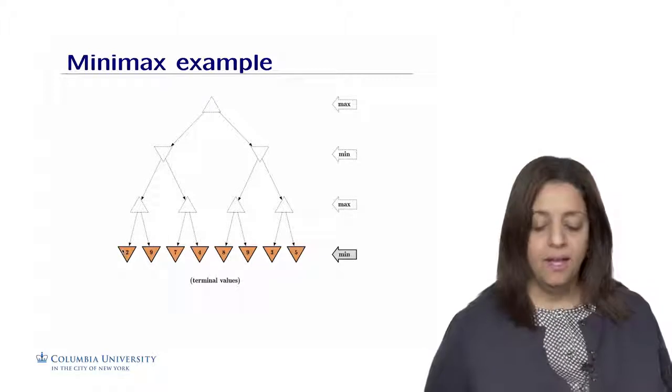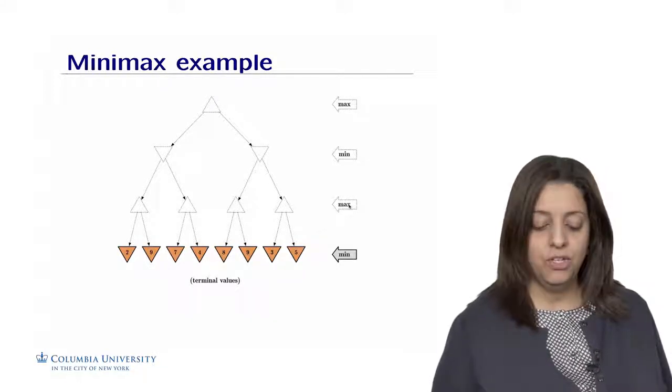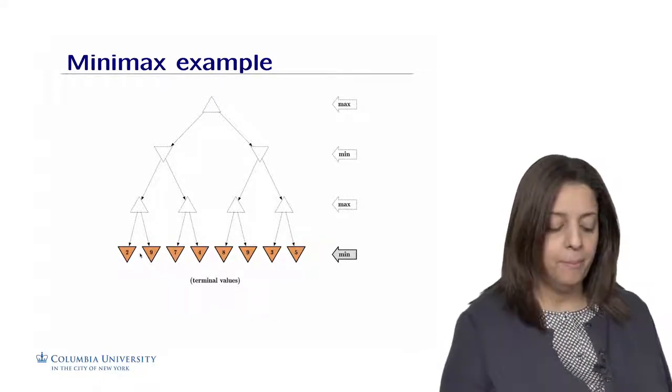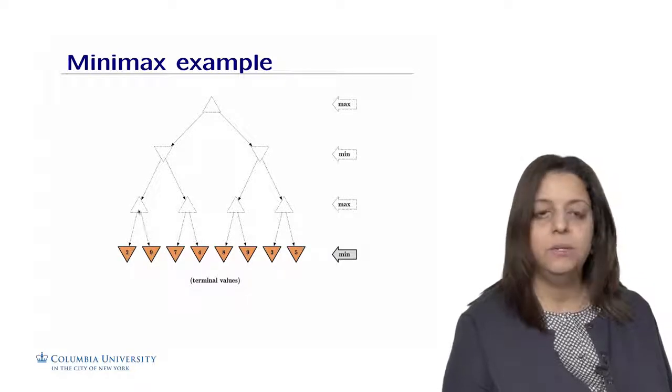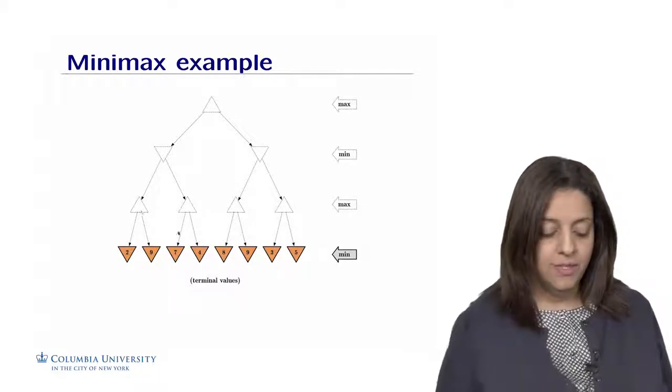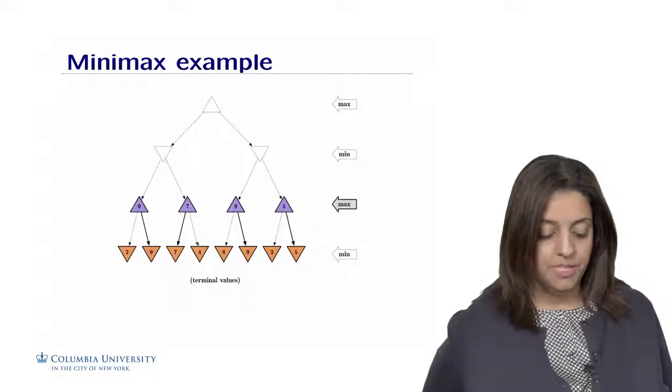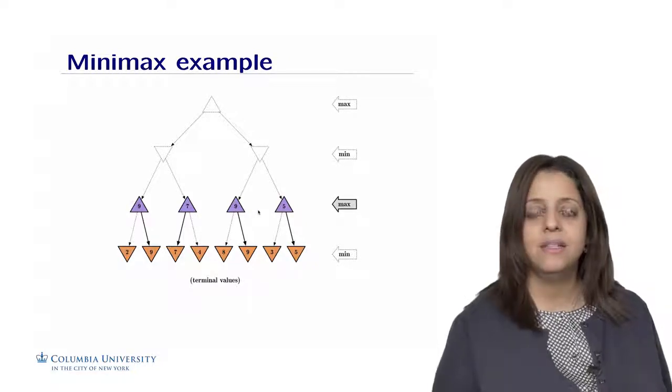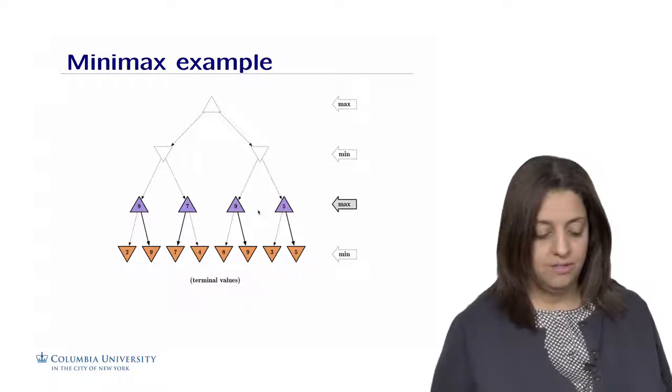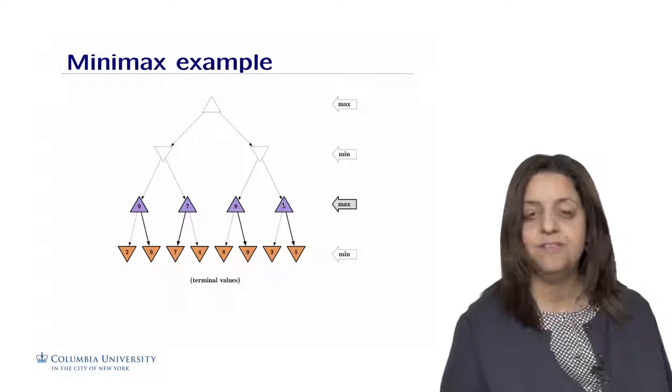The terminal values, or the utility at the leaves, are given by these numbers here. Max will take a turn, and will bring up the value between 2 and 9; he will pick the value 9. Between 7 and 4, it will pick the value 7. So it's going to maximize, taking the child that maximizes the utility. So the values will be 9, 7, 9, and 5.